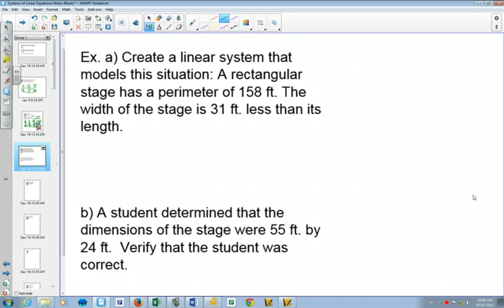So we've got a rectangular stage. I'm just going to draw a rectangle. I'm going to call this my length and this my width. Is that okay?